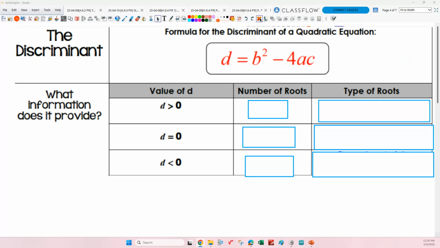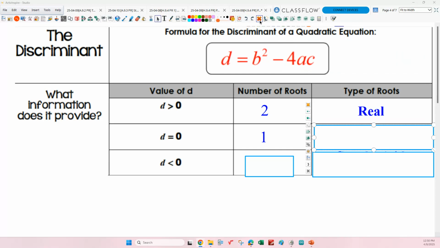If the discriminant is positive, how many solutions do I get? Two. And they are both real. Okay. If the discriminant is equal to 0, show me with your fingers, everybody. How many solutions do I get? Good. I get one. Real or imaginary?